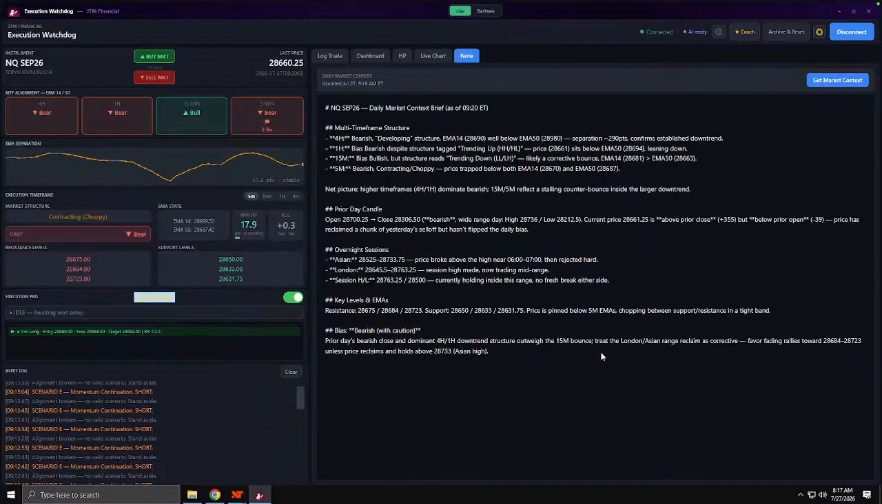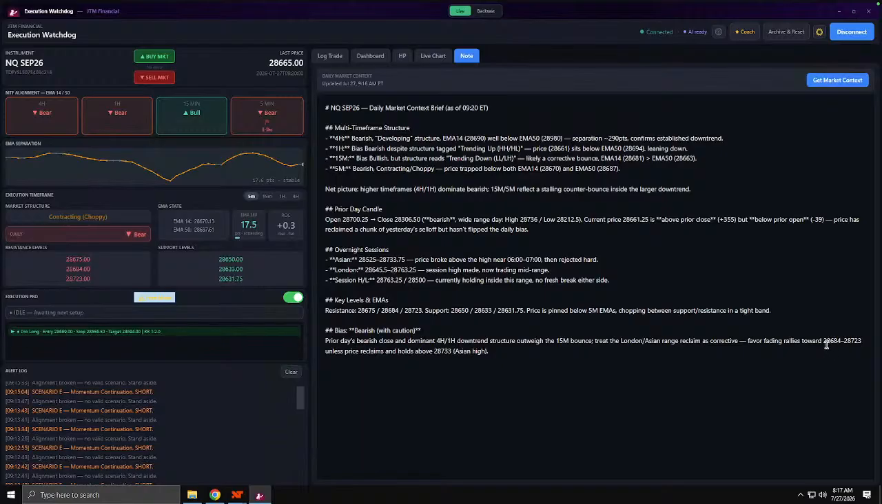Until otherwise. It said to treat the London Asian range reclaim as corrective, just as I mentioned, pretty much as a retracement, to favor fading rallies. So we could fade this rally. That's kind of the high probability. It's giving you a point where rallies could be faded.